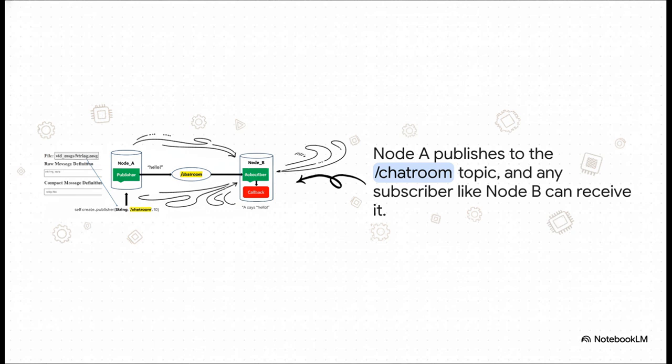So you've got node A, he's the publisher. He's just sending out, hello, over and over to this topic, this chat room. And node B, the subscriber, is tuned in, so it hears every single one. And the cool thing is you could have a node C, D, and E all subscribe to that same topic, all getting that same info at the same time.